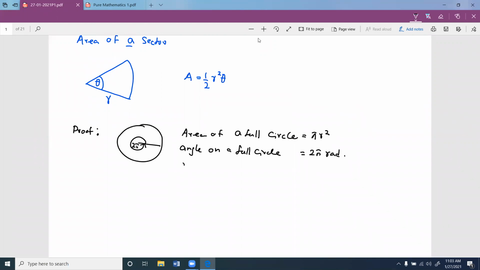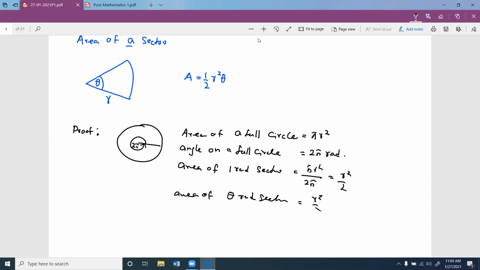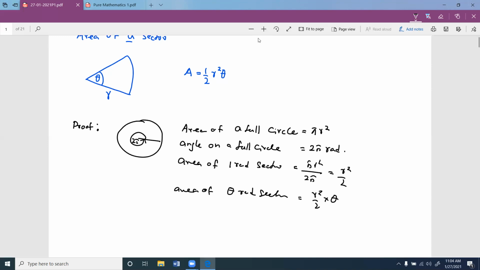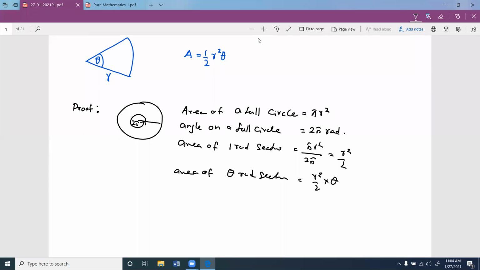Then if you want to find the area of a 1 radian sector, it equals pi r squared divided by 2 pi. That works out to r squared divided by 2. Then you can say the area of a theta radian sector equals r squared over 2 multiplied by theta. So from here you get the area of a sector with angle theta as the formula half r squared theta. That's a way of proving this concept. So you should know how to get this fact.